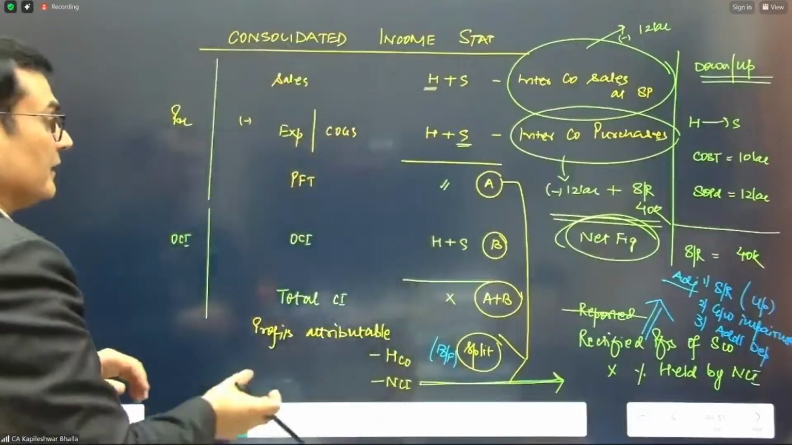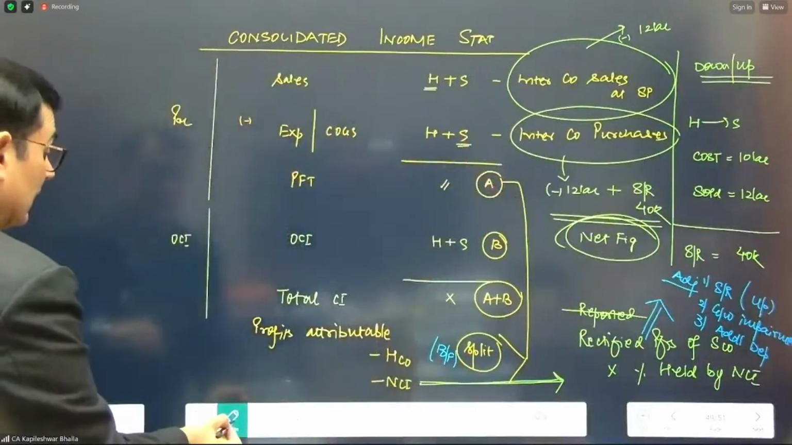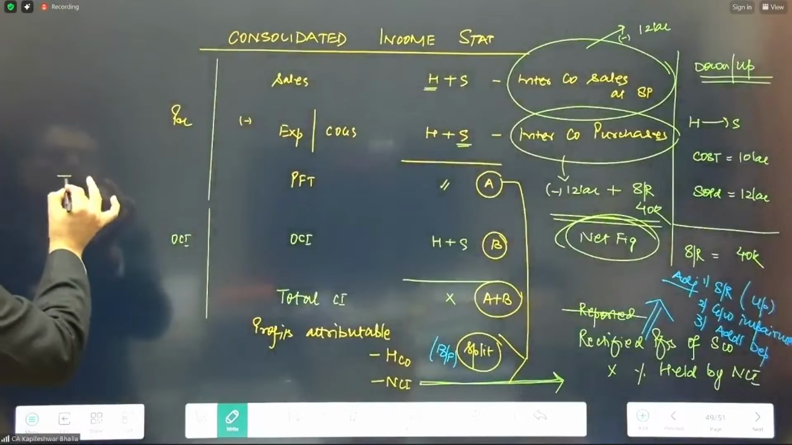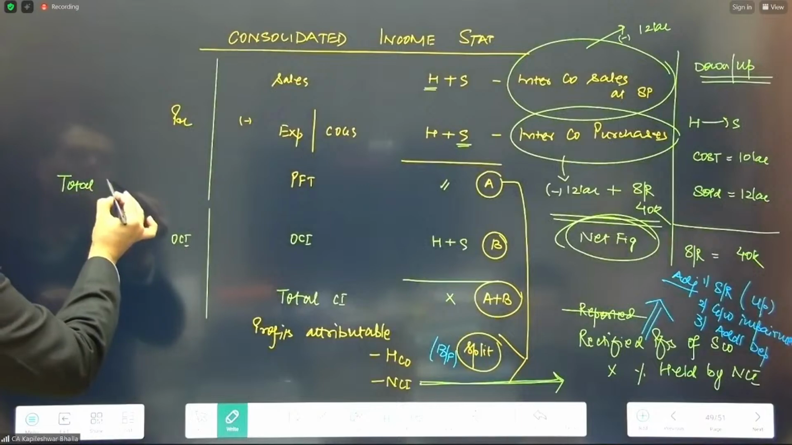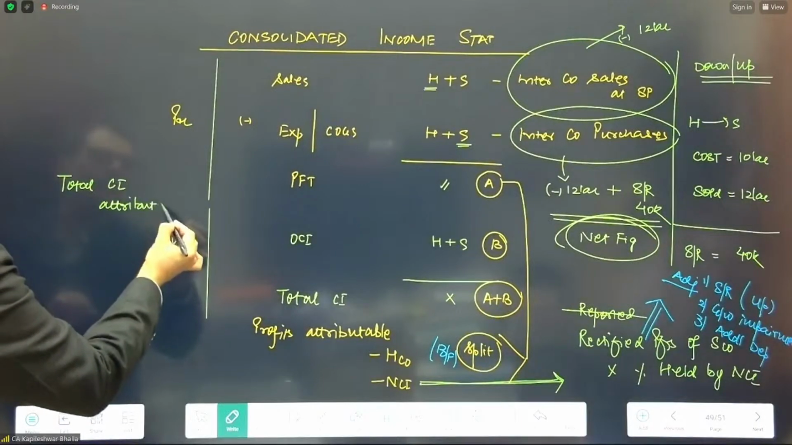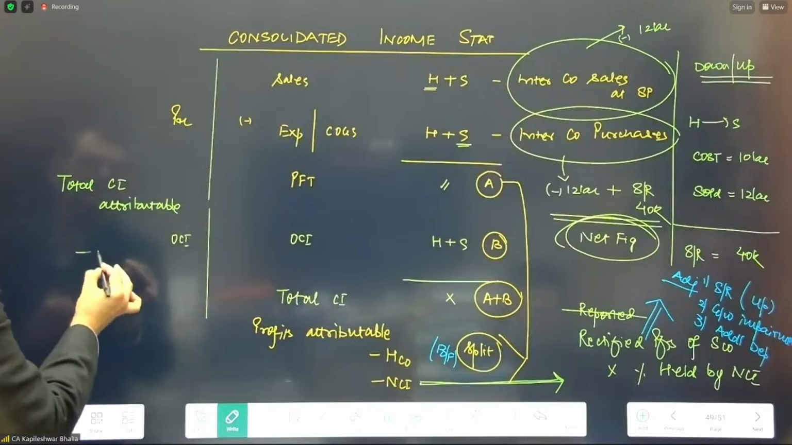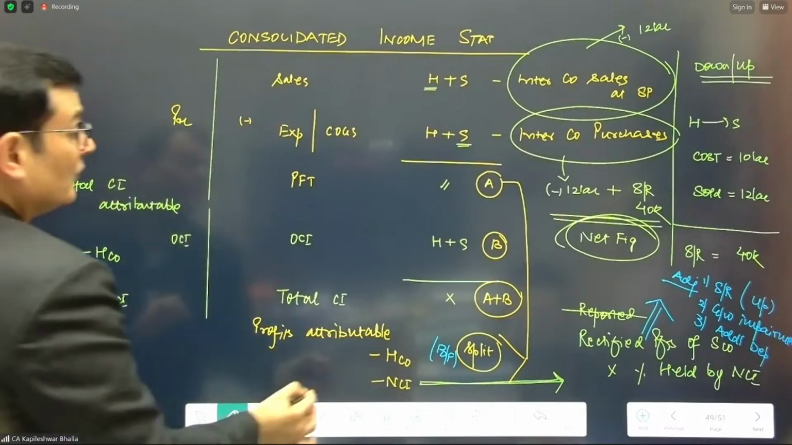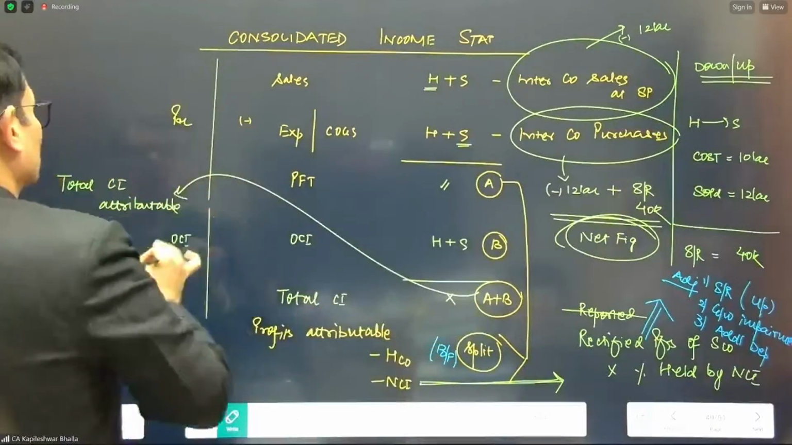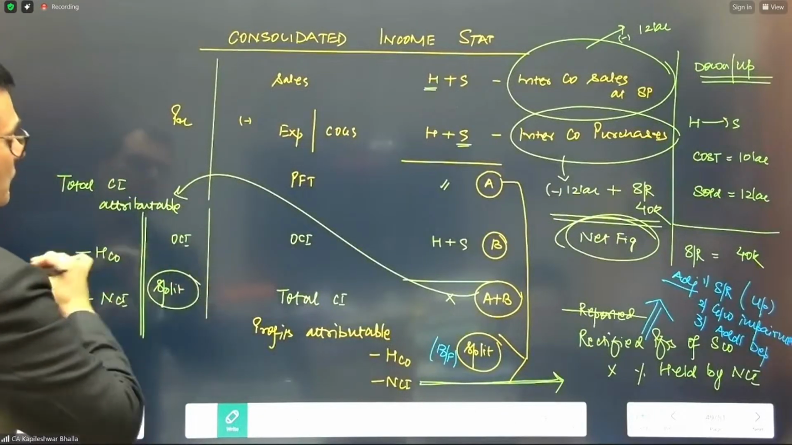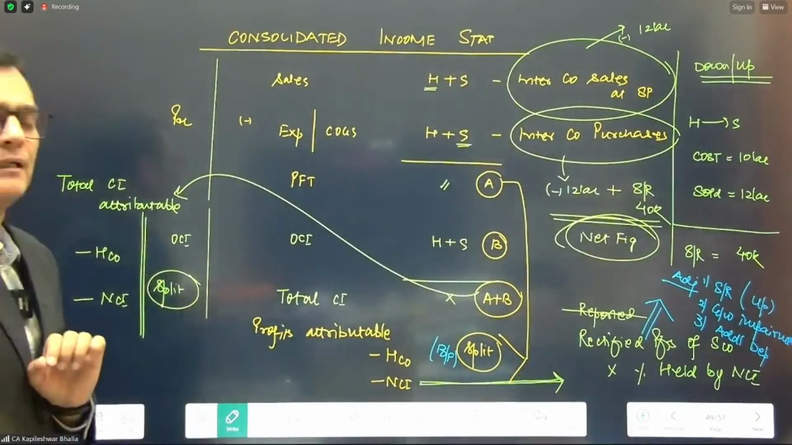This is one thing, that you're going to show the split of this A. Another thing what you're going to do, we will also show the segregation of total comprehensive income which is attributable to the holding company and the NCI. So this A plus B, we will show the split here as well. We will also show the split of this A and B as well.